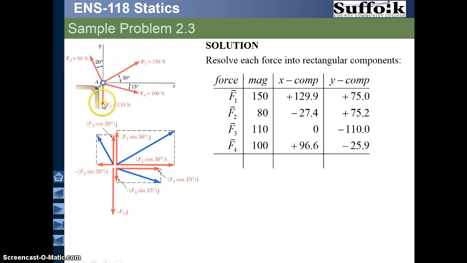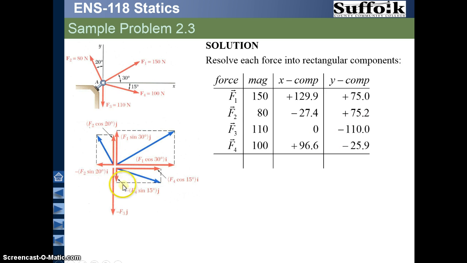F3 is pointing straight down. Since it's pointing straight down, it has no x component force, right? It only has a y component force, which is the entire force magnitude. So when we came over to here, we placed 0 in the x component value, and the y component had the entire magnitude of force, 110 newtons, and it's acting down, so we gave it a negative value.